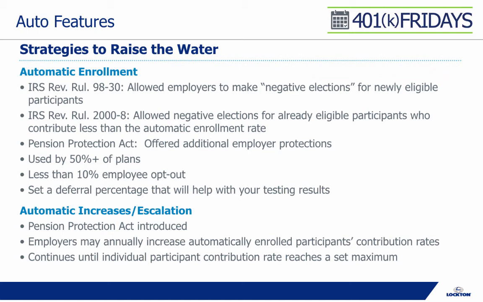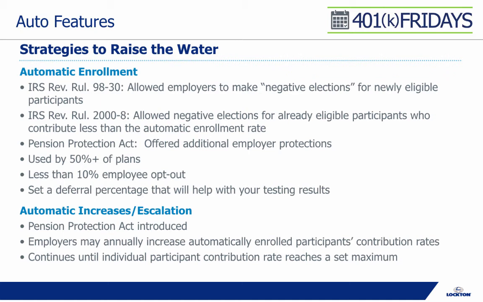Coupled with automatic enrollment is the concept of automatic increases or automatic escalation. This was introduced with the Pension Protection Act in 2006. Employers, if you're using automatic increases or escalation, may automatically increase an automatically enrolled participant's contribution rates. Well, that was a mouthful.